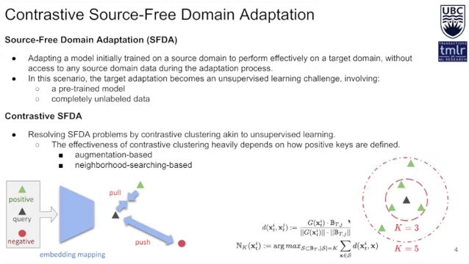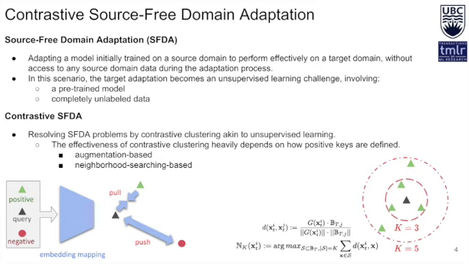Next, we talk about the literature review of our work. The problem that we wish to tackle is called source-free domain adaptation, where we wish to adapt a model that is pre-trained on a source data domain to perform effectively on a new data domain, called the target domain, without access to any source domain data during the target adaptation. Therefore, in this scenario, the target adaptation becomes an unsupervised learning problem where we are just given a source pre-trained model and we wish to derive a classification model on completely unlabeled target data.